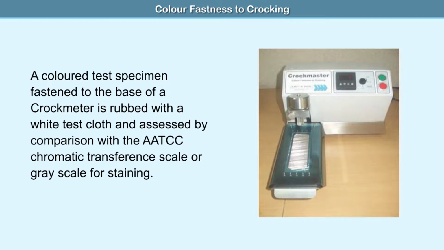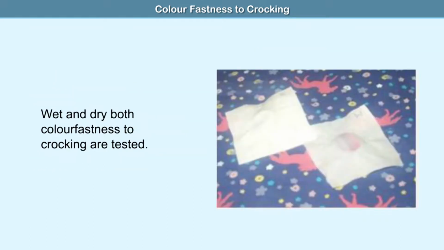Color fastness to crocking. A coloured test specimen fastened to the base of a crock meter is rubbed with a white test cloth and assessed by comparison with the AATCC chromatic transference scale or gray scale for staining. Color fastness to crocking: wet and dry, both are tested.